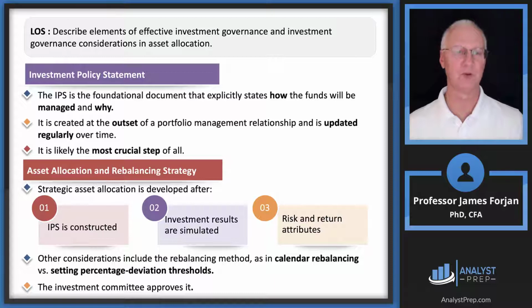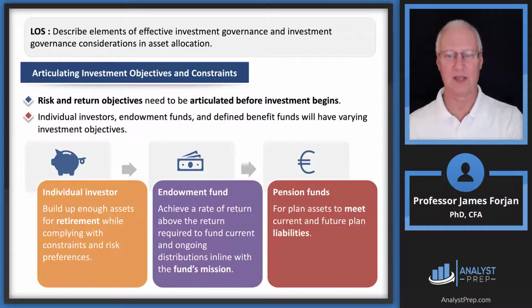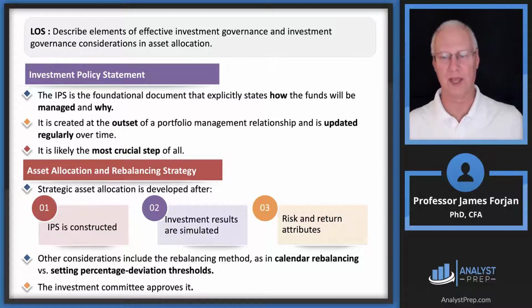Look at this, most crucial steps. So let me just go back here. What was I saying? So here are some of these elements. And so the Institute is saying this policy statement is the most crucial step. So the strategic asset allocation is developed after we figure out those risk and return objectives. We figure out all of those constraints. And then we do some simulation, and then we attribute risk and return and figure out exactly how we're going to achieve those risk and return objectives.